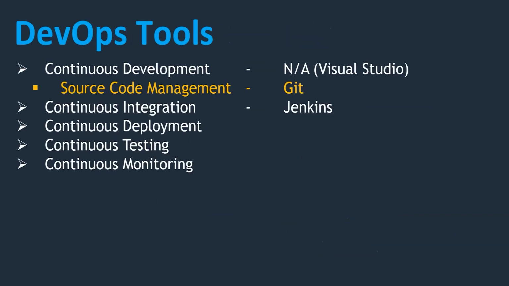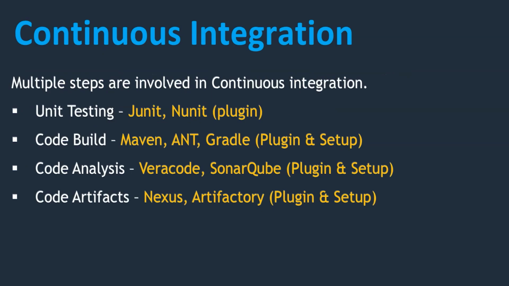So if we see in continuous integration, we use Jenkins. But it is a continuous integration tool. Here we are going to integrate multiple tools. If we see what and all tools we are going to integrate with the continuous integration, that is unit testing tools like JUnit, NUnit. These all are plugins. You can understand plugins later point of time.